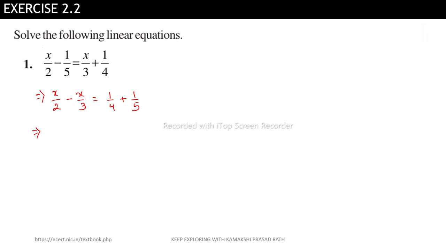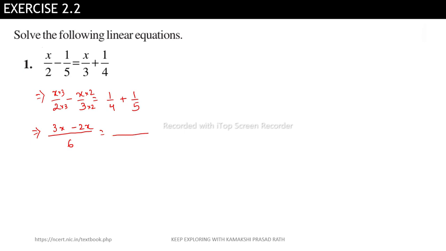Now we have fractions. x/2 is a fraction, x/3 is also a fraction, so we simply follow the fraction concept for adding and subtracting. The LCM of the denominators 2 and 3 is 6. 2 threes are 6 and 3 twos are 6. When we multiply 3 to the denominator, we have to multiply 3 to the numerator, and when we multiply 2 to the denominator, we multiply 2 to the numerator. So we get 3x - 2x in the numerator.